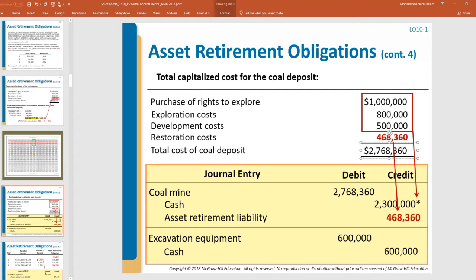So we'll be recording coal mine debit, cash credit, because we have given this amount of cash, and this is our liability, asset retirement liability actually. Okay, so that's the next one.